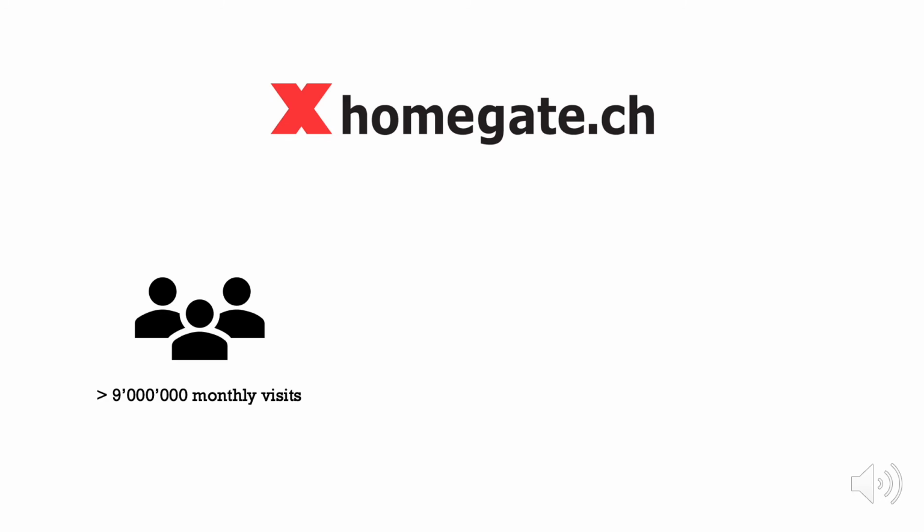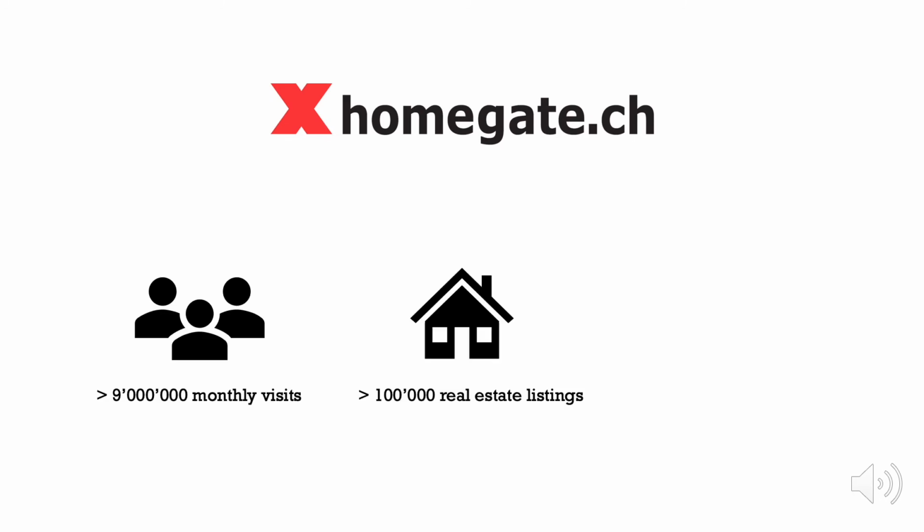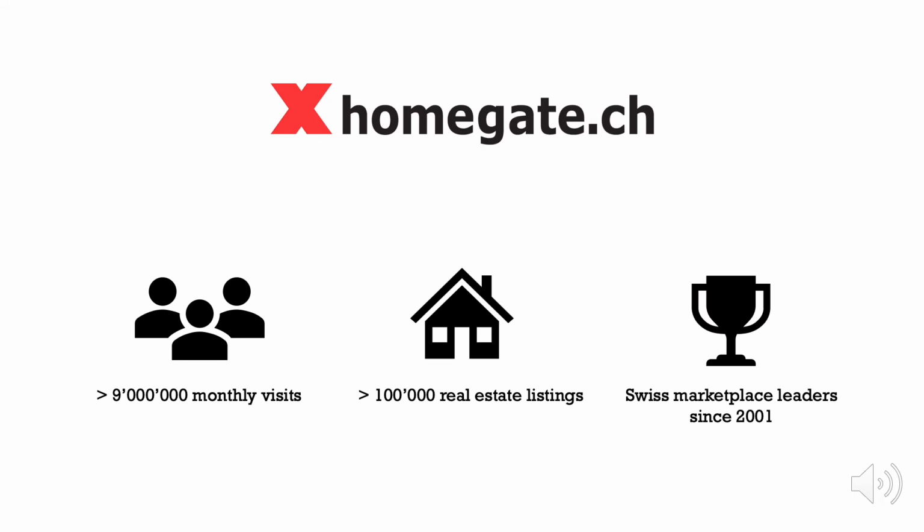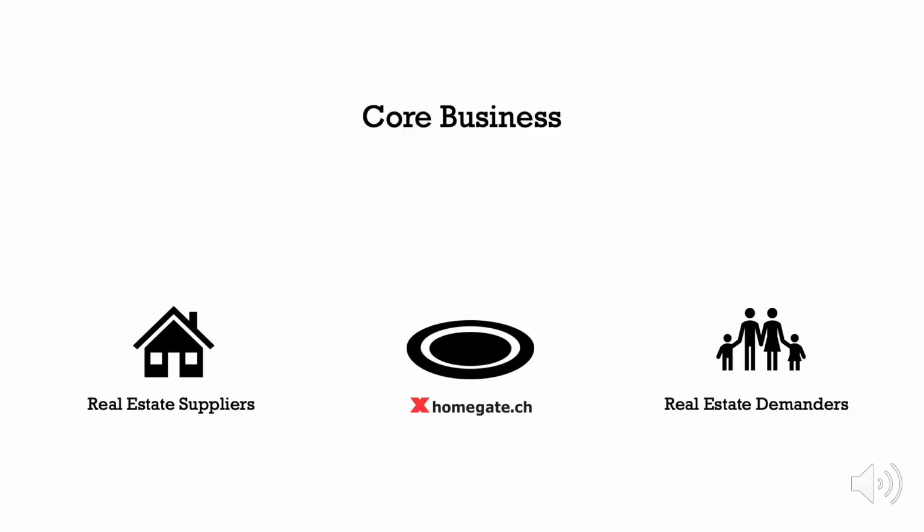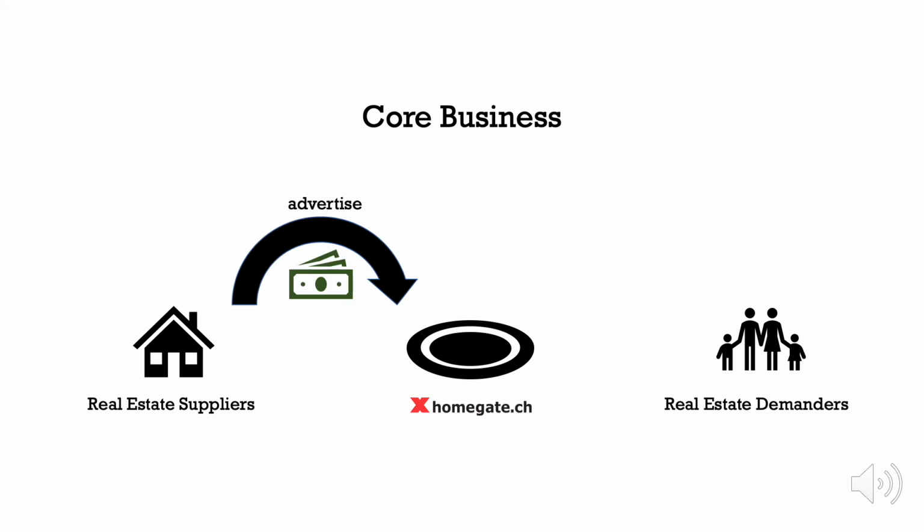HomeGate is Switzerland's largest real estate portal with more than 9 million monthly visits and over 100,000 real estate listings. Its core business is providing individual real estate suppliers with a platform to advertise their objects. HomeGate generates revenues by charging the real estate suppliers monthly fees that depend on the advertisement package selected. On the other hand, demanders can use their service for free.